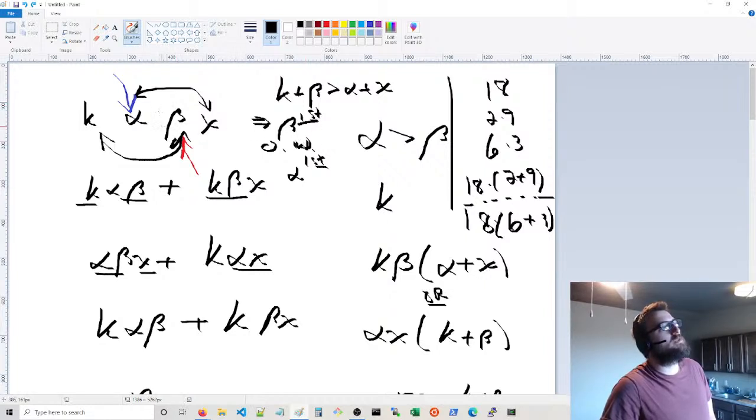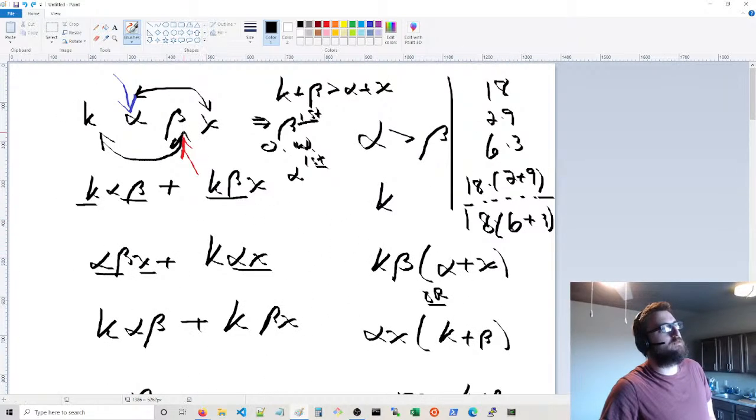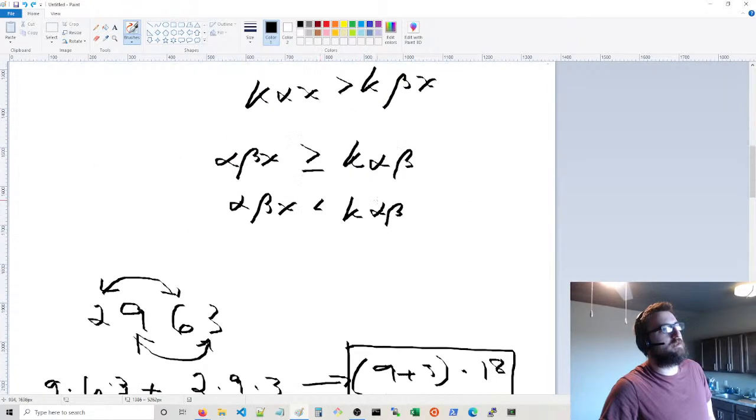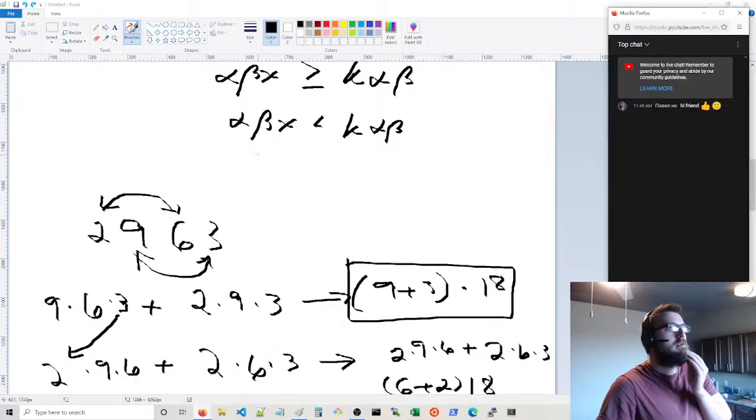And the reason is, beta times alpha times x plus k times alpha times x gives you alpha times x times k plus beta, right? So if you take beta first, that corresponds to k plus beta, and alpha first corresponds to alpha plus x. Yes. So that's how you figure that one out.